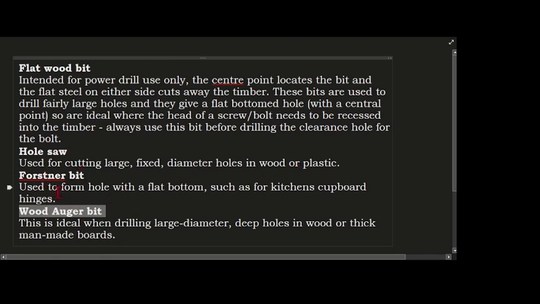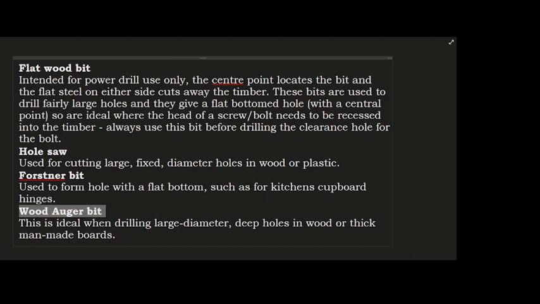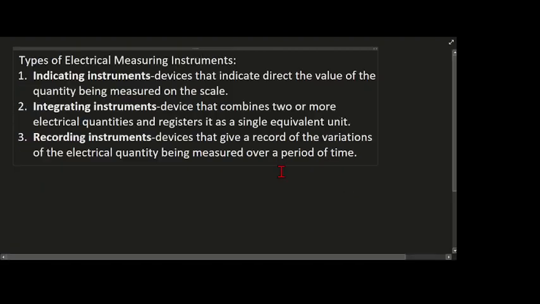Then Forstner bit, used to form a hole with a flat bottom, such as for kitchen cupboards and hinges. Then wood auger bit, these are usually used when drilling large diameter, deep holes in wood or thick man-made boards.